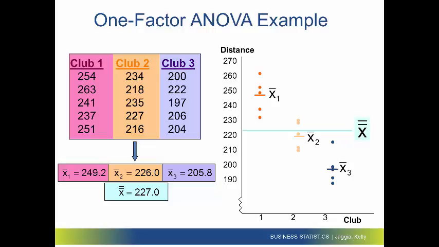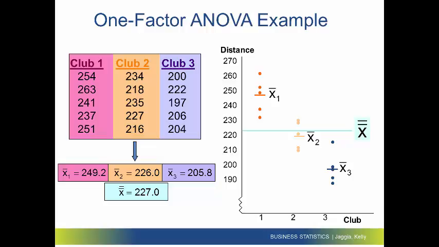So now I can hear you saying to yourself, why do we need to do the ANOVA? Why do we need to run it? I can see clearly that 249.2 is a larger number than 226, which is larger than 205.8. But please keep in mind that these are sample means with error, and perhaps the differences are simply due to chance. So perhaps clubs 1 and 2 are actually not significantly different, and because they perform equally well, you may be able to save money by purchasing one over the other, just as an example.